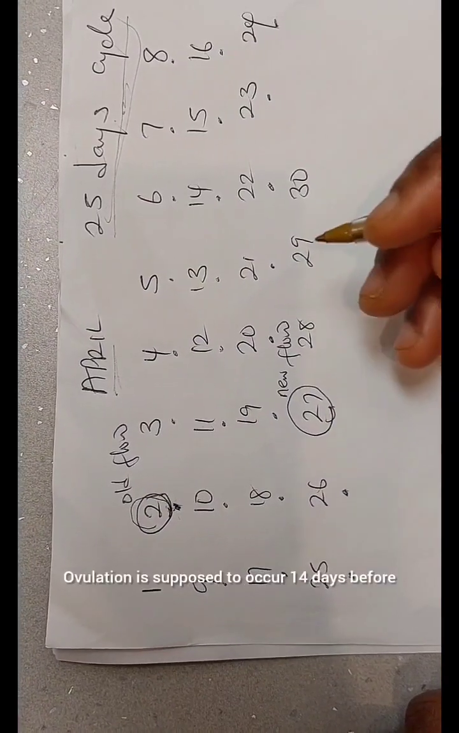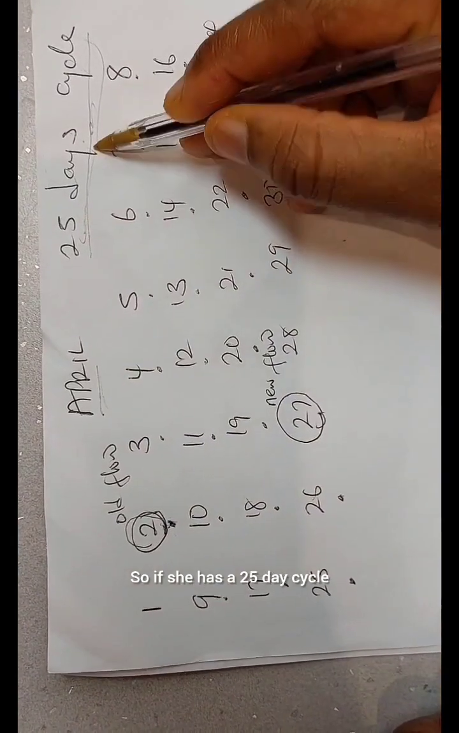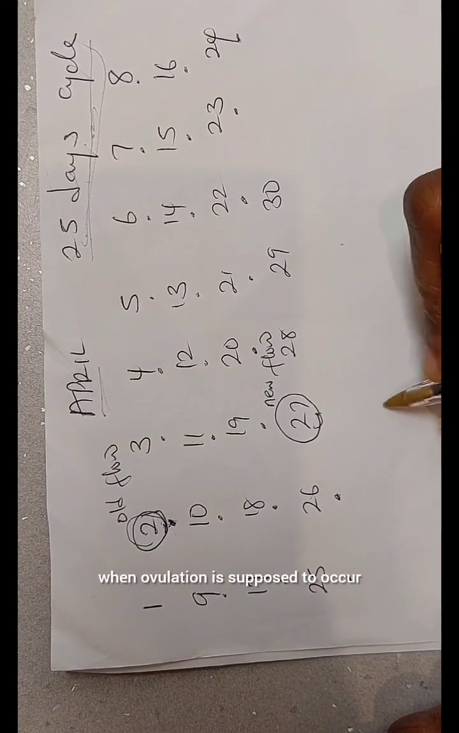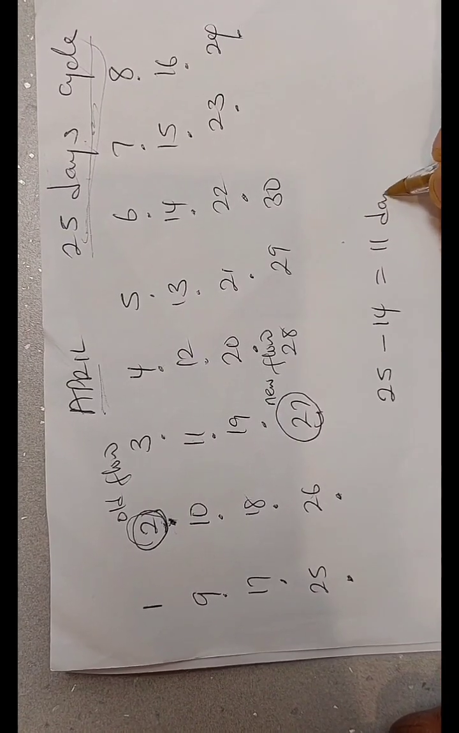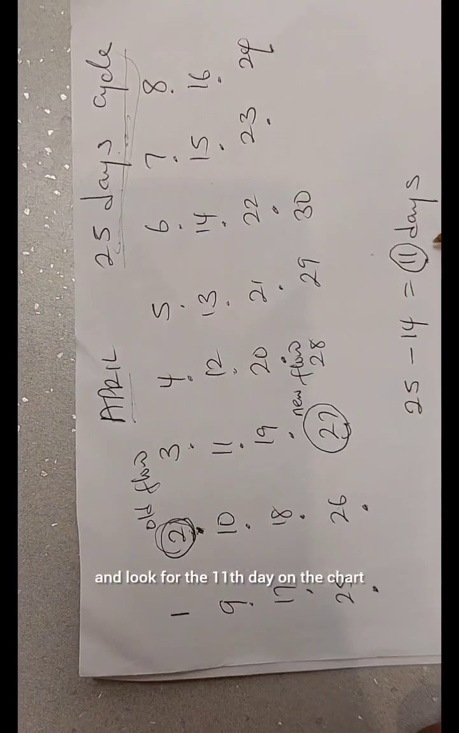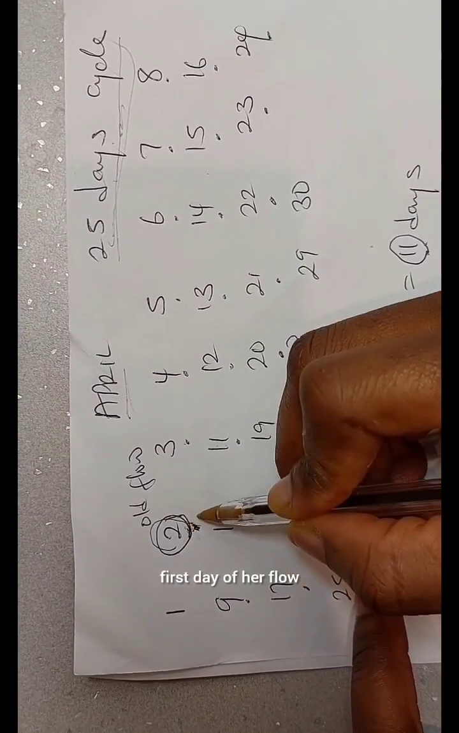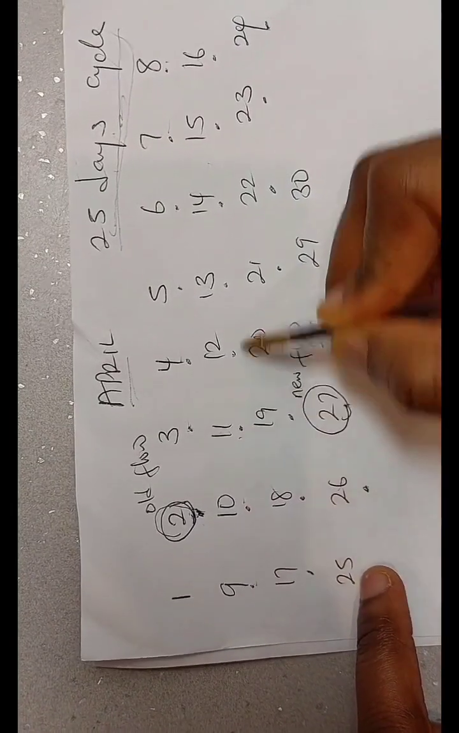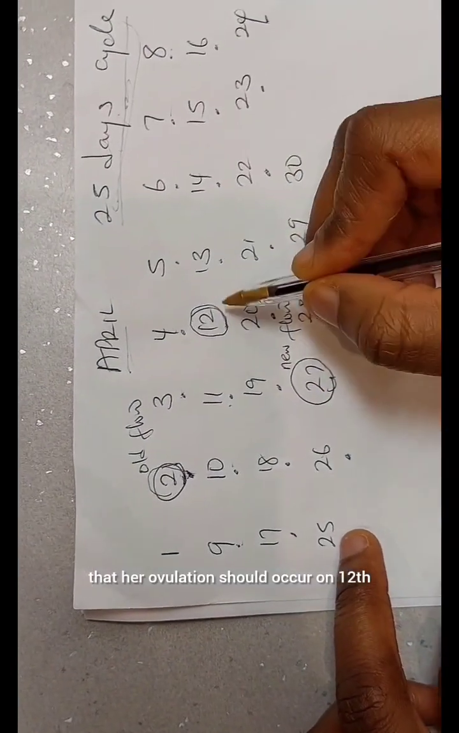Ovulation is supposed to occur 14 days before the next period or the next flow. So if she has a 25-day cycle, we subtract 14 days, which will help us to know when ovulation is supposed to occur. So we have 25 days minus 14. That should give us 11 days. Now we have 11 days, so we have to go and look for the 11th day on the chart. Now we'll count 11 days starting from the first day of her flow. That is 1, 2, 3, 4, 5, 6, 7, 8, 9, 10, 11. So it's expected that her ovulation should occur on 12.